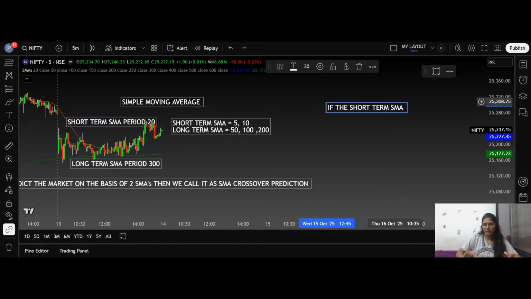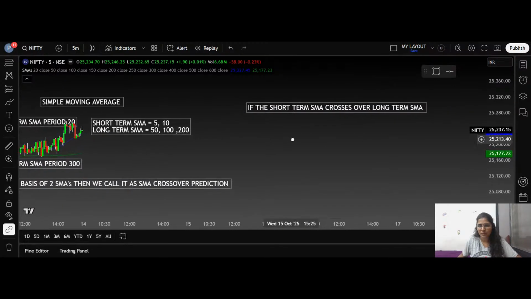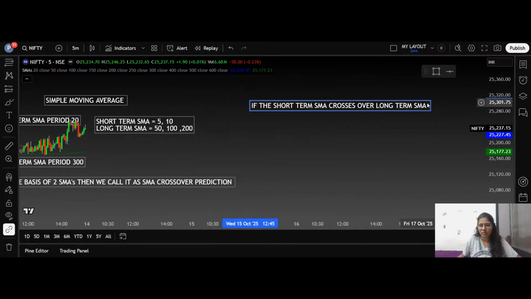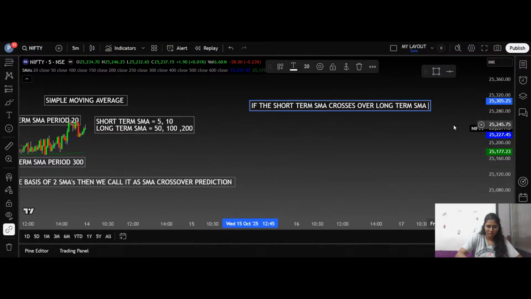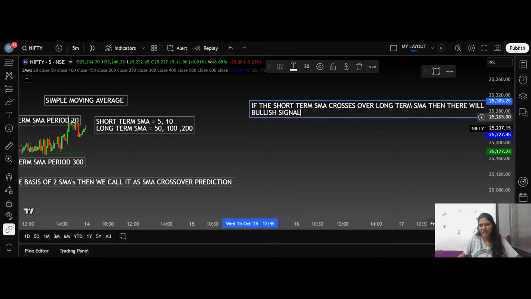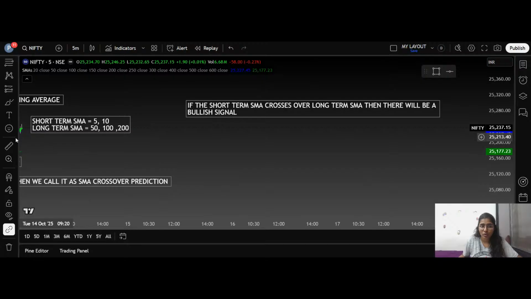If the short-term SMA crosses over the long-term SMA, then there will be a bullish signal. This is the prediction of one SMA.